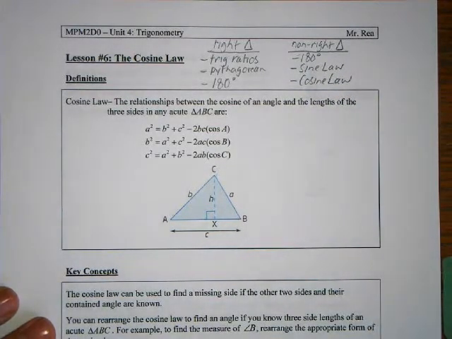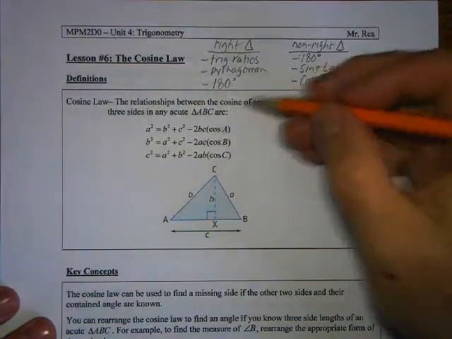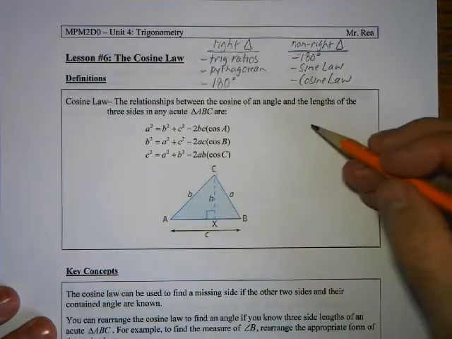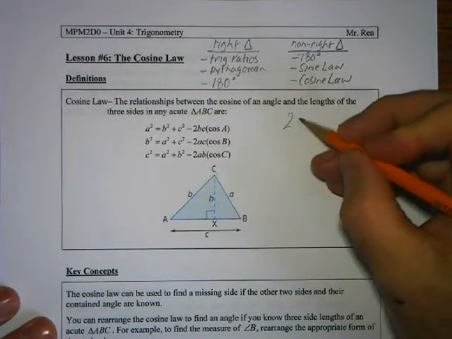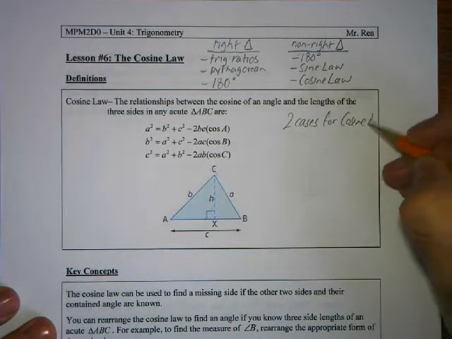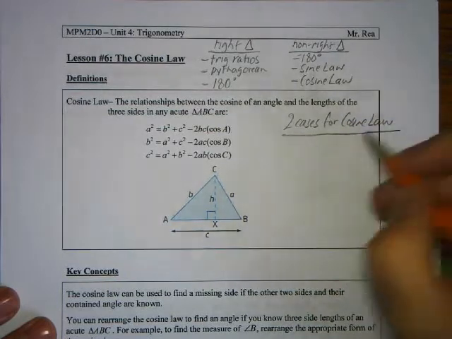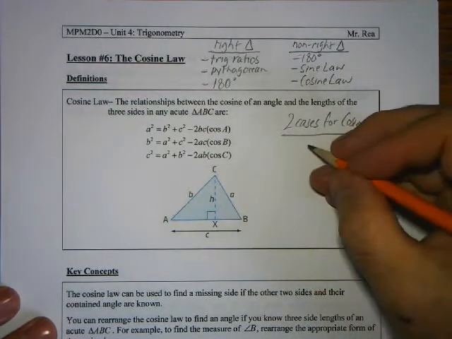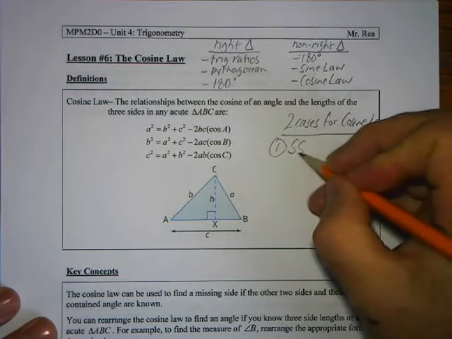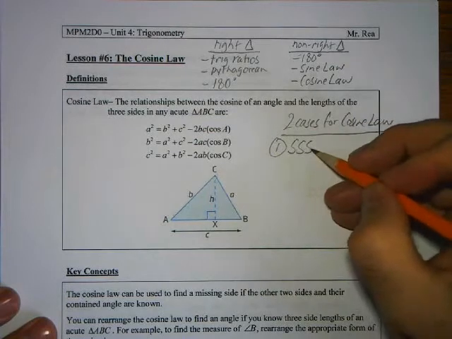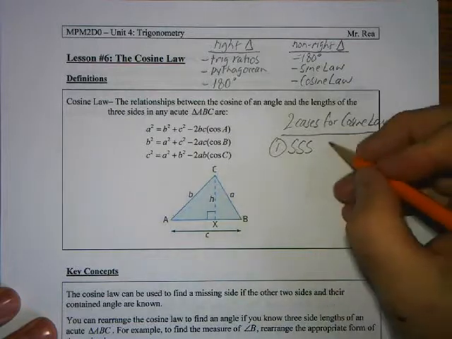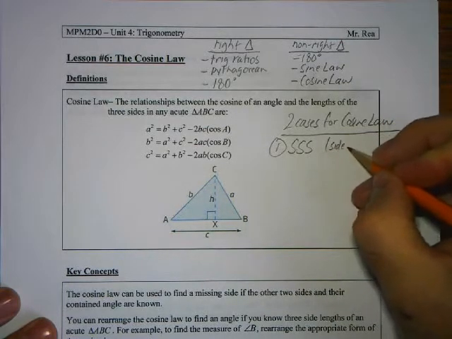Okay, so here's the formula for the cosine law. But before we get into that, I just want to talk about what are the 2 cases that you use for the cosine law. Okay, and we use these 3-letter acronyms to define them. They make total sense. SSS, that means side, side, side. So if you knew all 3 sides of the triangle, you can use cosine law. Okay, so side, side, side.